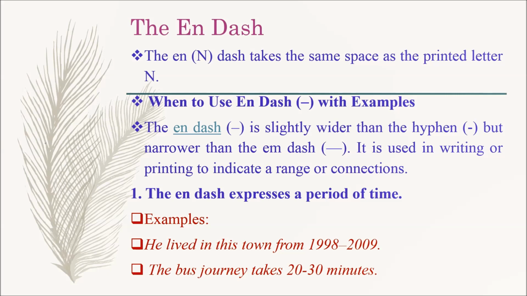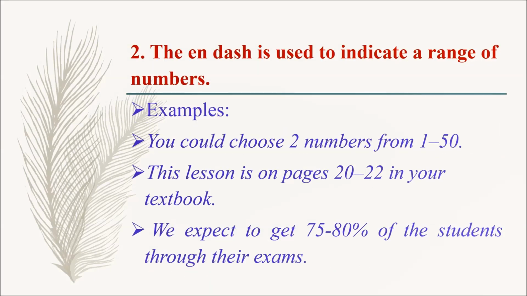The second usage is the en dash is used to indicate a range of numbers. Example sentences are: you could choose two numbers from 1 to 50. This lesson is on pages 20 to 22 in your textbook. We expect to get 75 to 80% of the students through their exams.